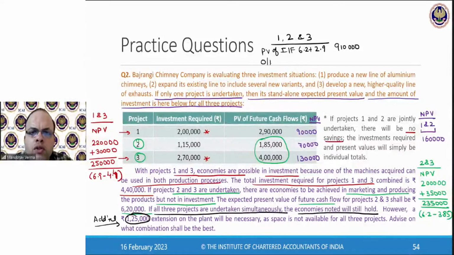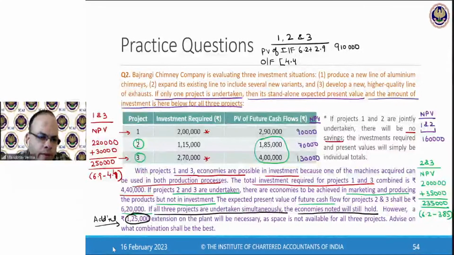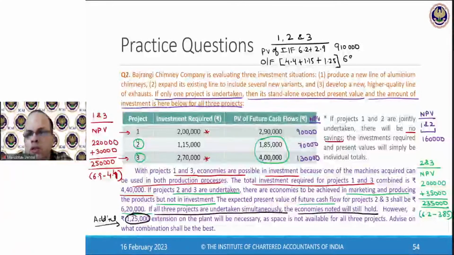And what will be the outflows? I think 1 and 3 have 4.4 given to us, because the words are economies noted will still hold. 4.4 for 1 and 3 and 1.15 for project 2, if I'm not wrong. That is 6.8, if I'm not wrong. And if that is the case, my NPV is 2,30,000.